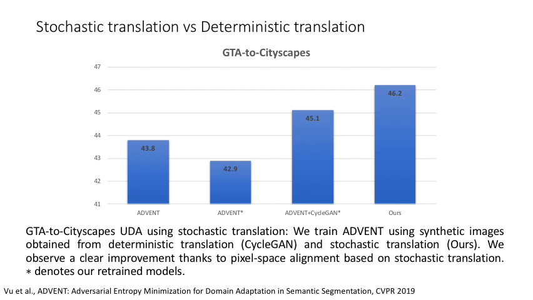Let's see some quantitative results. We start with an apples-to-apples comparison that builds directly on ADVENT and a strong baseline proposed in 2019. Here, the first two columns compare the originally published and now reproduced numbers respectively. The third column shows the substantial improvement attained by training the system of ADVENT using translated images obtained from the deterministic translation, specifically CycleGAN, and the fourth column reports our stochastic translation-based result. Here we observe a substantial improvement that can be attributed to the stochasticity in the translation.